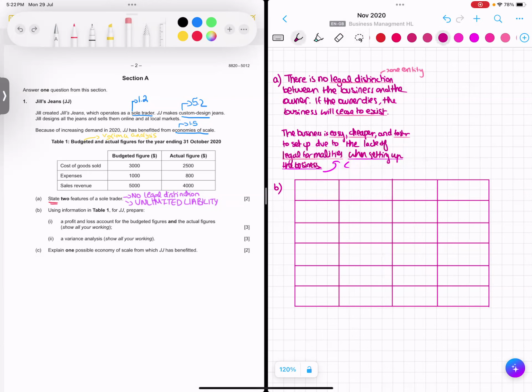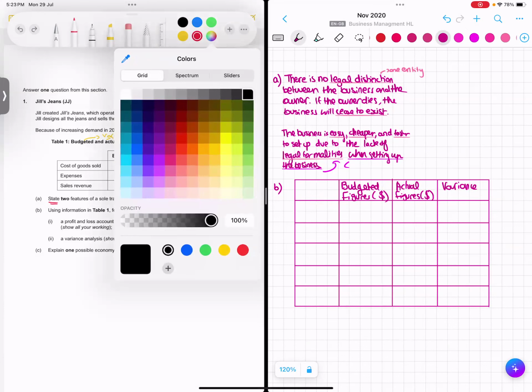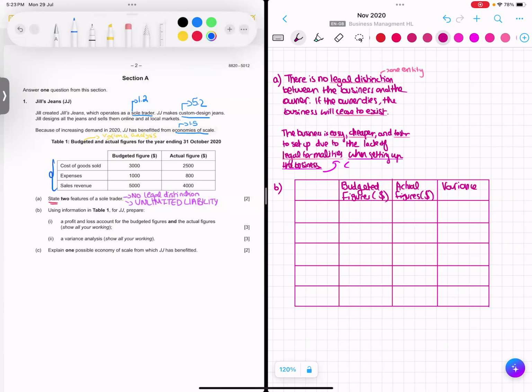But anyways, here you have to do budgeted figures in dollars, actual figures in dollars, and variance. Always remember to have the currency written down, right? It's very, very, very important. And then you also have to continue, but don't follow this order because this is wrong, okay? Don't follow the order that they have put for you. This is wrong. You have to actually follow the order of the profit and loss.